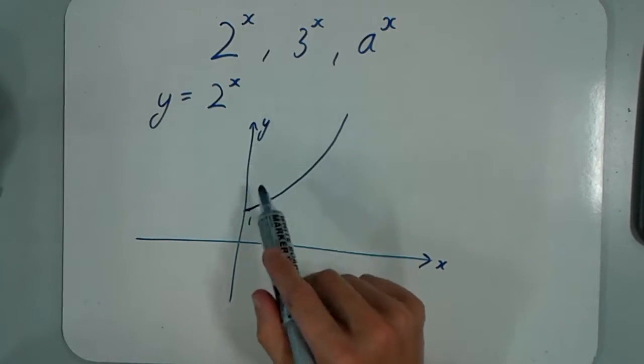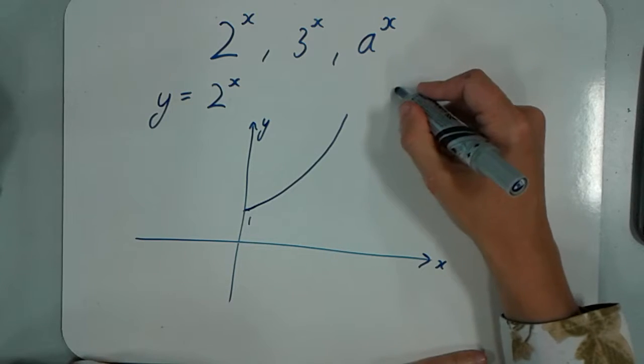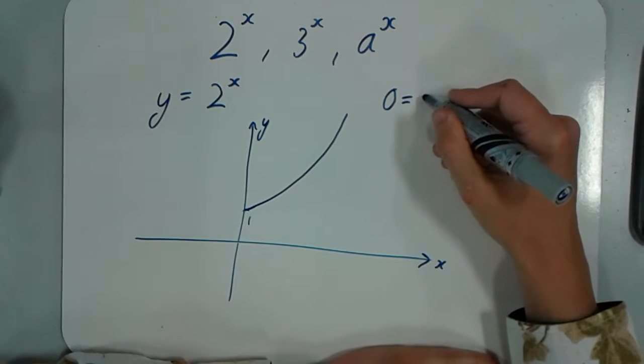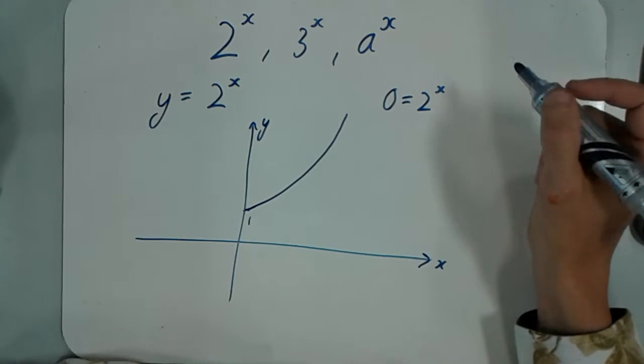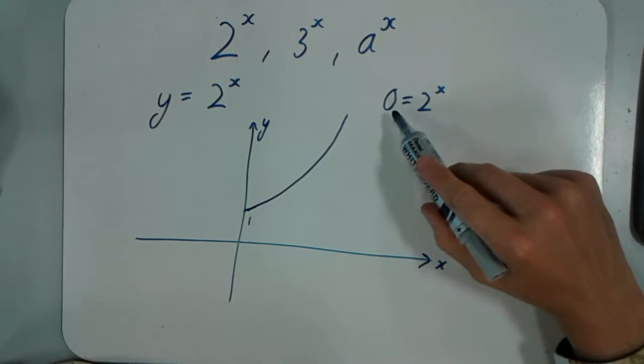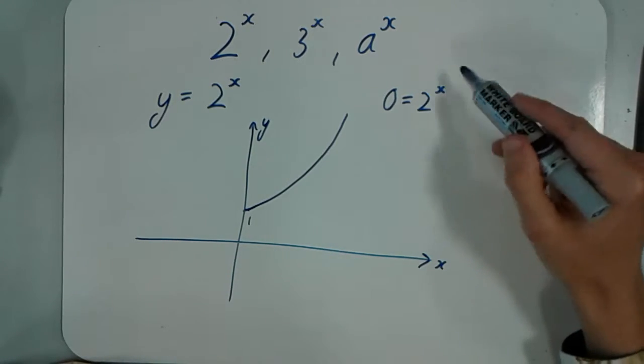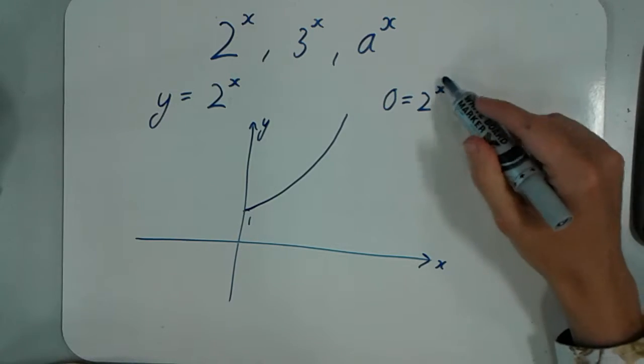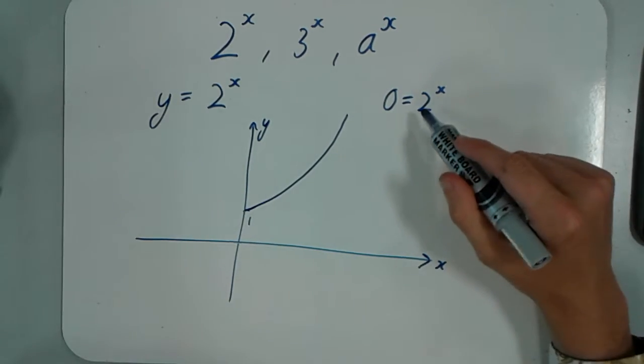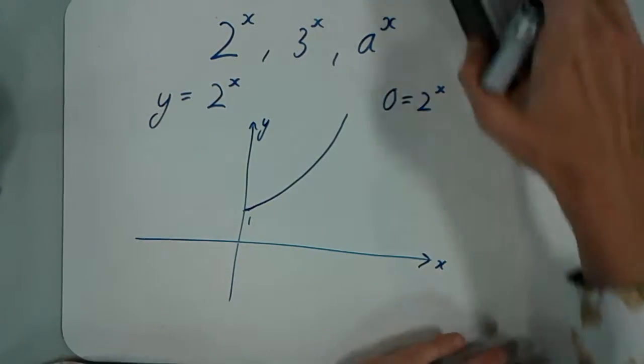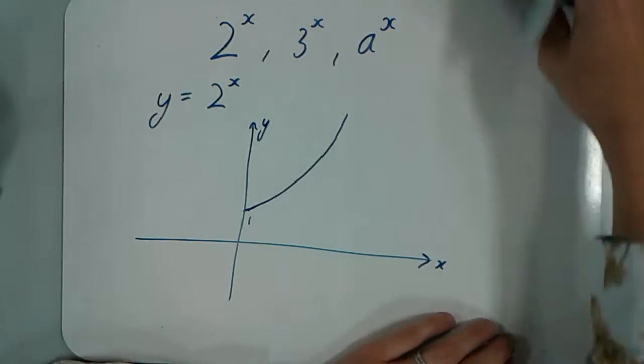Okay, so we've got our y-intercept. Can we get an x-intercept? Is there a number such that 0 is equal to 2 to the x? Well, no. There's no number of 2's we could multiply together, if we think of exponentials still like that, that will give us 0. So we don't think there's going to be an x-intercept.